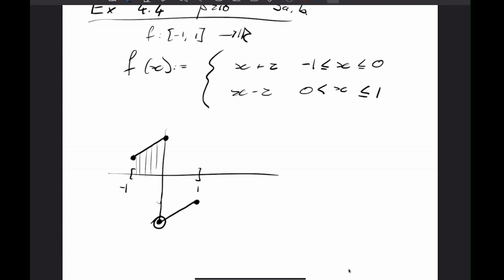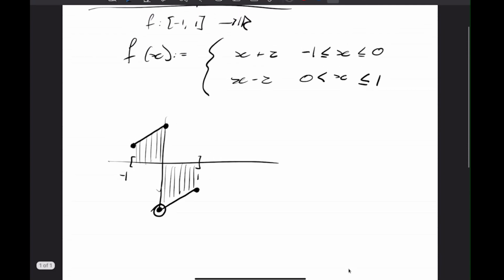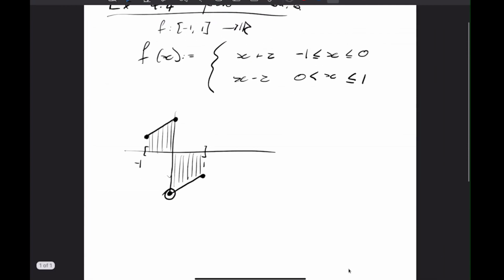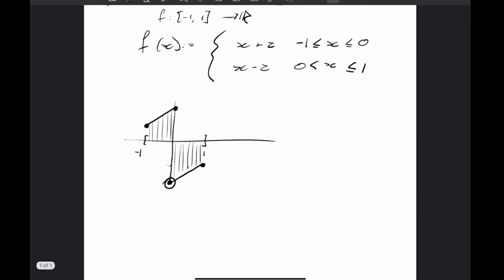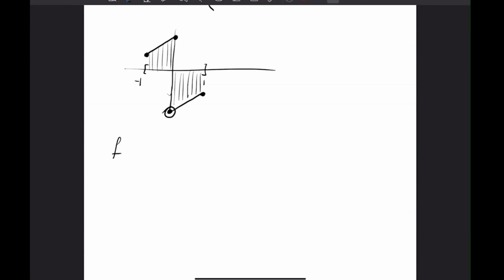And we can see here, well, what are we going to get? My drawing is a little bit off, but everything is symmetric, so it looks like the average value of f should be equal to 0. And that is, of course, what we get. So if we work out the average value of f, that is 1 over the length of the interval multiplied by the integral from minus 1 to 1 of f(x) dx.